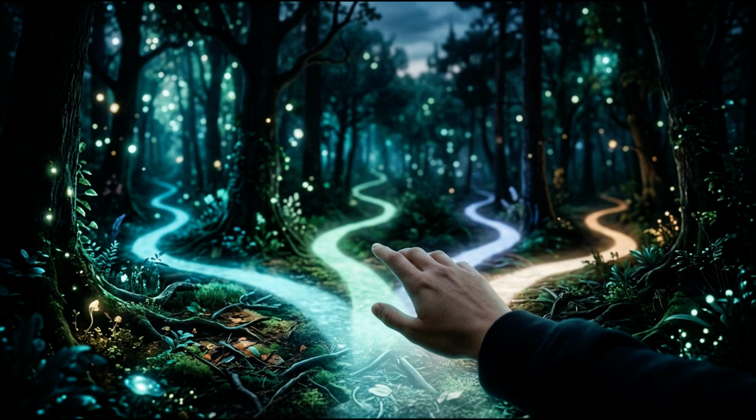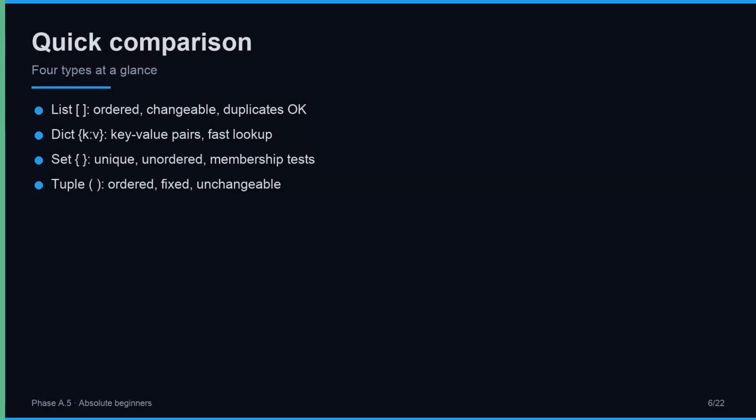Choosing well is a skill, not a memory test. You will not always be right the first time. You get better every time you make the choice consciously. Skill grows with practice. Here is the 4 type recap in one breath.